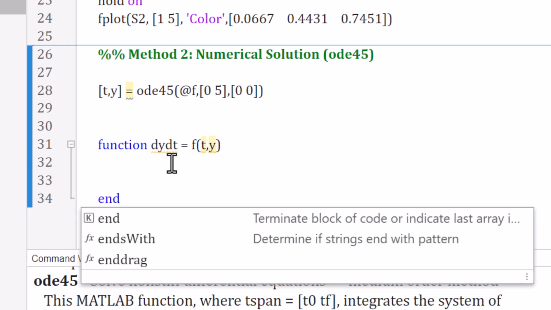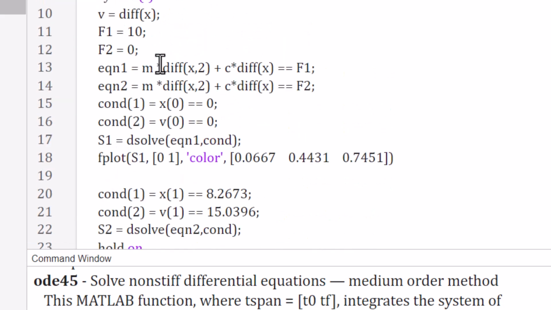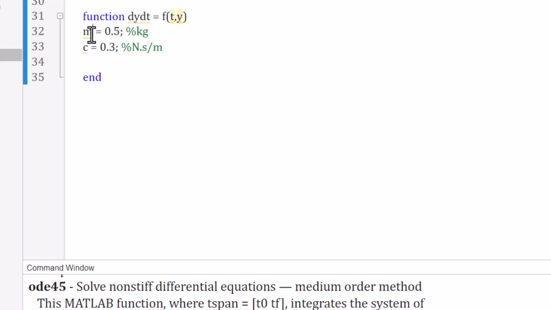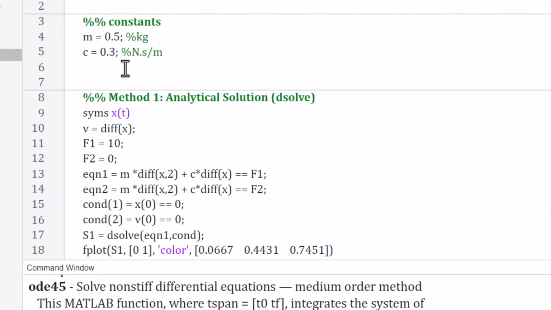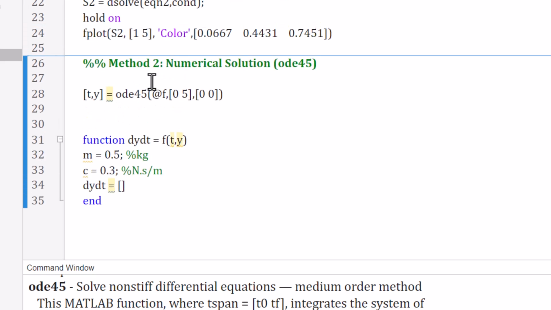And I have to add an n. And this is where I have to define my function. So I need to copy and paste m and c here, since this function does not have access to these variables. So I have to repeat them here. And I have to define dy dt in a state space.